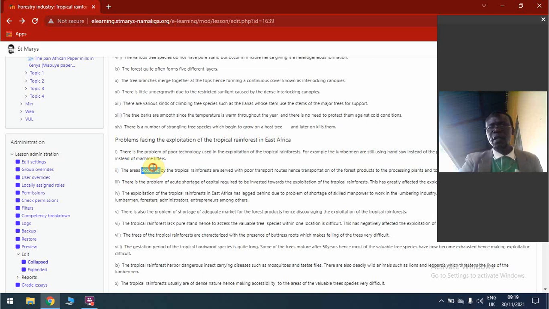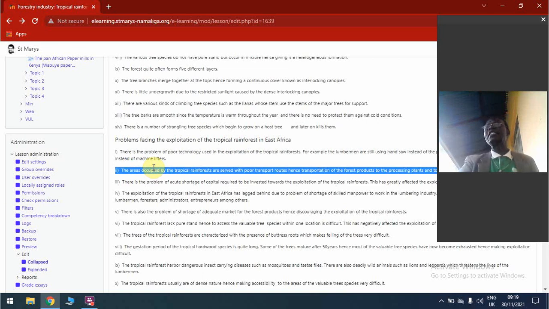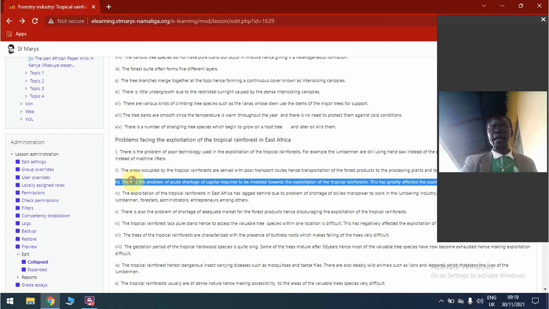Then also, there is a problem of poor transport in most of these areas of the tropical rainforests. This implies that the transportation of the forest products to the market is difficult because of the poor roads. Sometimes you will find roads are not even there. Even where the roads exist, they are affected by weather. Sometimes they develop potholes, the lorries get stuck. So it has become a problem in the areas of the tropical rainforest. So it makes exploitation a complicated business.